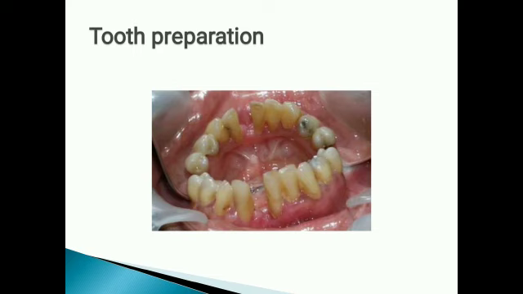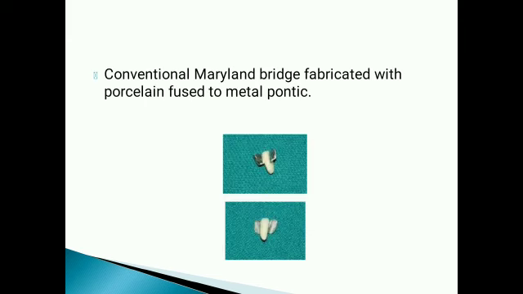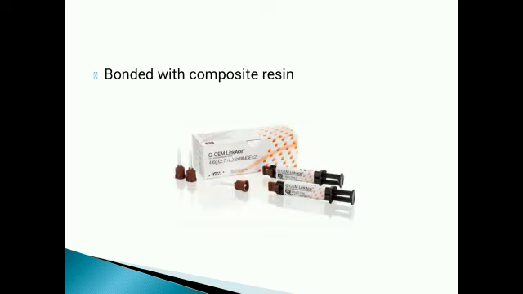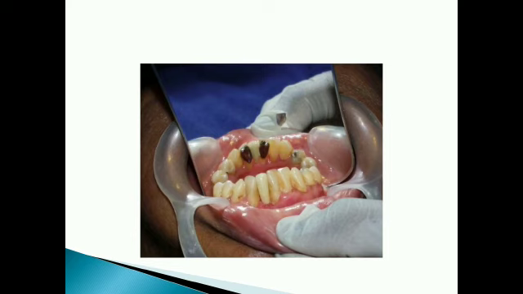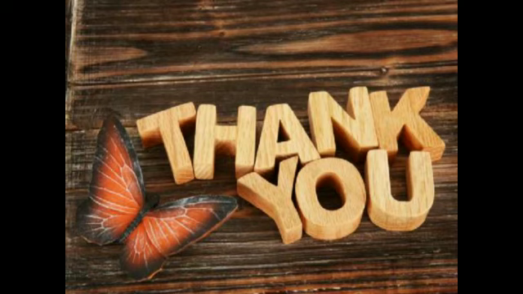See here, tooth preparation is done. After tooth preparation, a conventional Maryland bridge is fabricated with a porcelain fused to metal pontic. Bonding with the composite resin. After insertion, the patient is instructed for post insertion management. Post insertion instructions are given to the patient after insertion. Thank you.